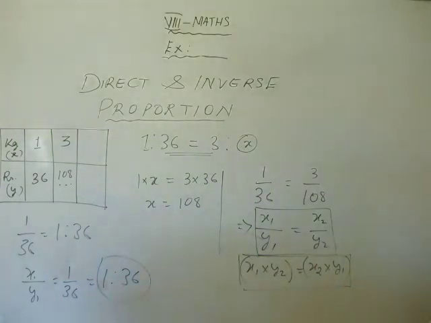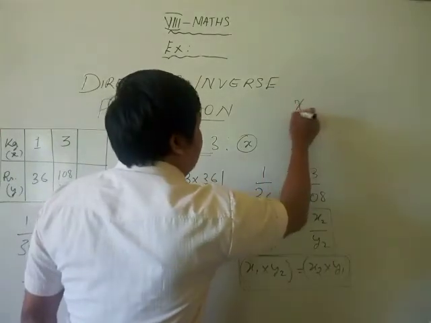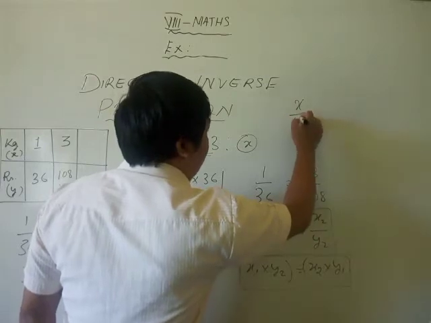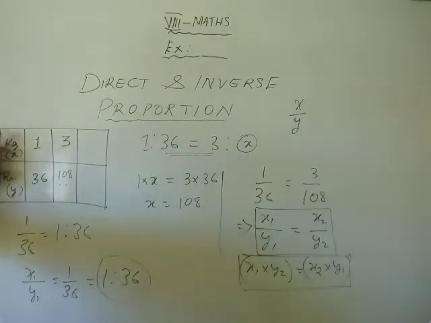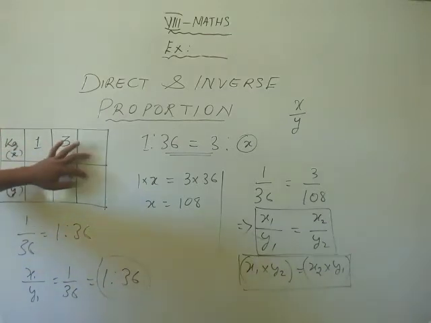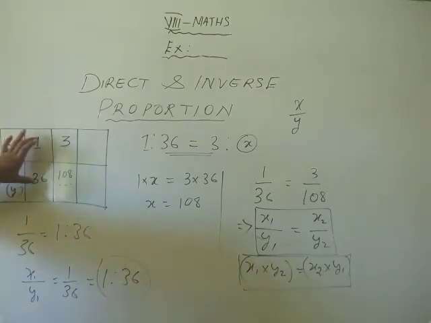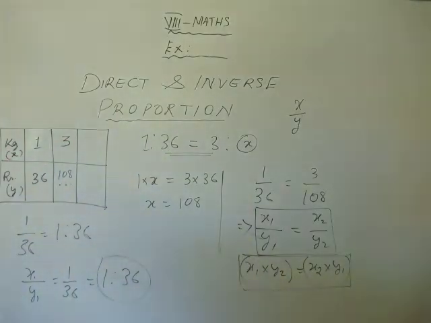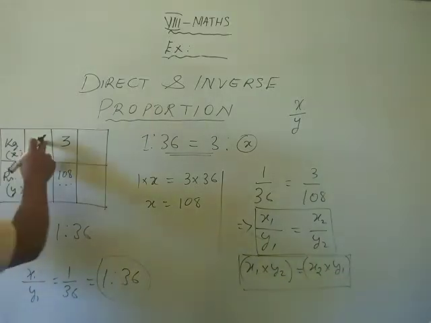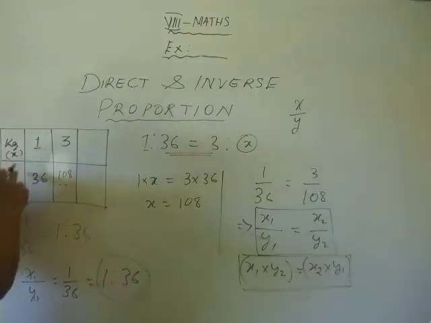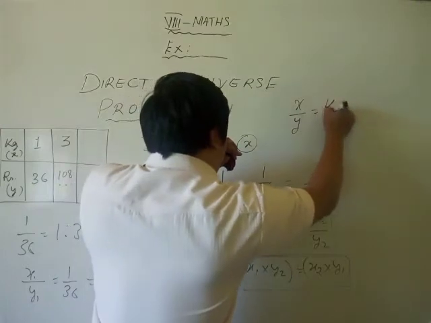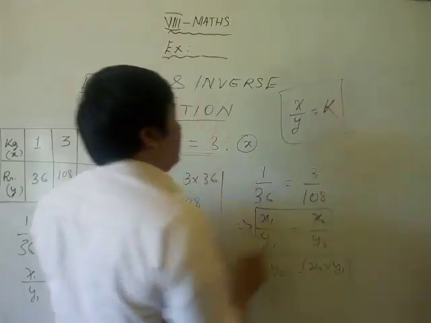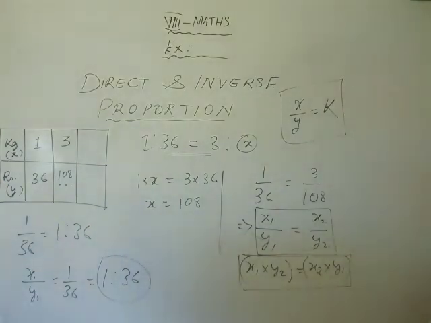Okay, and therefore what happened? Since we know that everywhere the ratio of x and y will be constant, will remain the same. 1 by 36, here also 1 by 36. It doesn't matter what the values are, but their ratio will always remain the same. That is 1 by 36, isn't it? So therefore x by y is equal to k, a constant. The ratio remains constant.